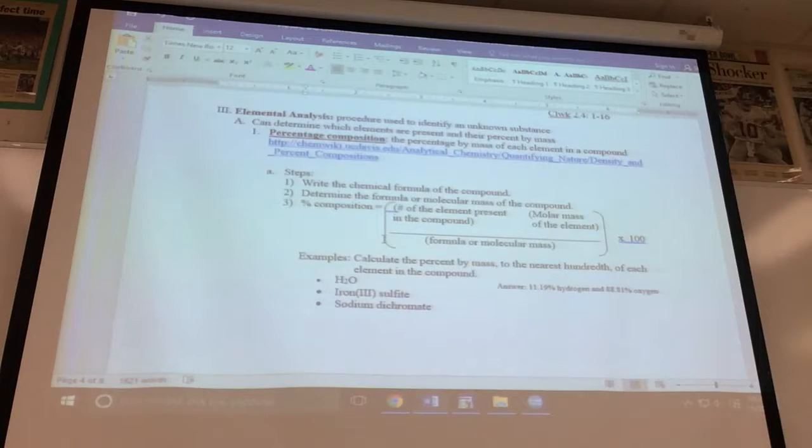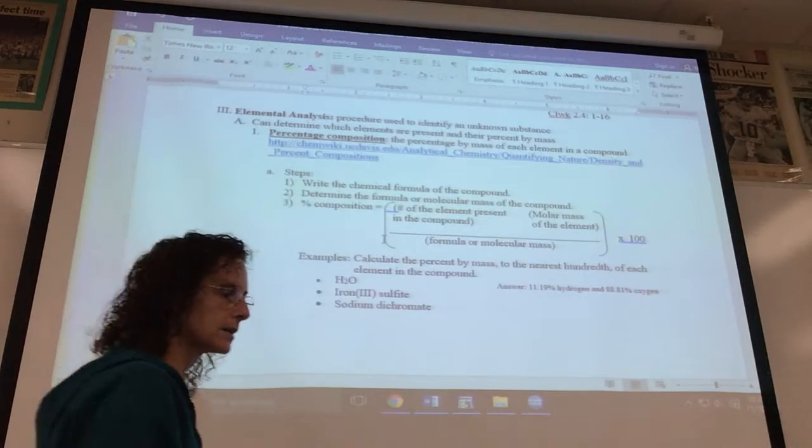And this is a procedure that chemists can use to identify unknown substances. For example, if there's a murder and at the crime scene they find an unknown substance, they're going to do elemental analysis to try and figure out what it is. And there's a lot of different ways to go about this. And one type is percent composition. This allows you to determine the percent by mass of each element in the compound.